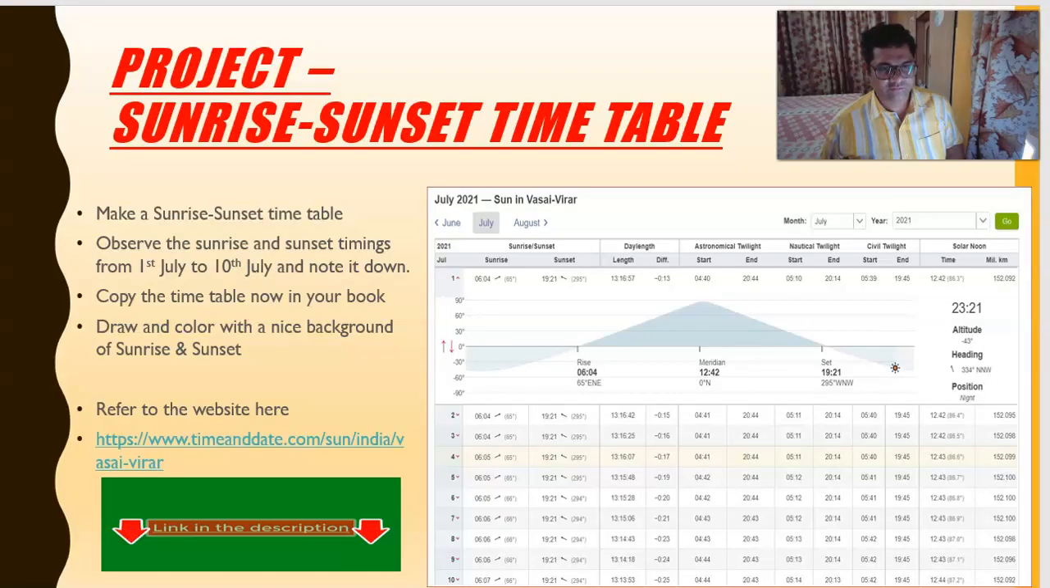Okay. This is a sunrise sunset timetable. You have to make a sunrise sunset timetable. Observe the sunrise and sunset timings from 1st July to 10th July and note it down. Copy the timetable now in your book. You can draw and color with a nice background with sunrise and sunset.